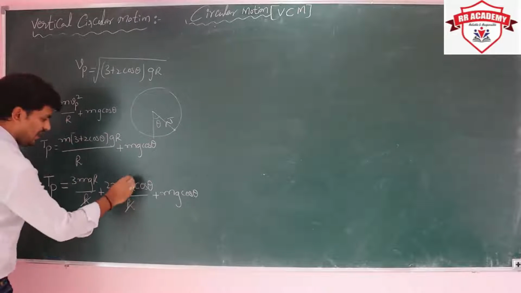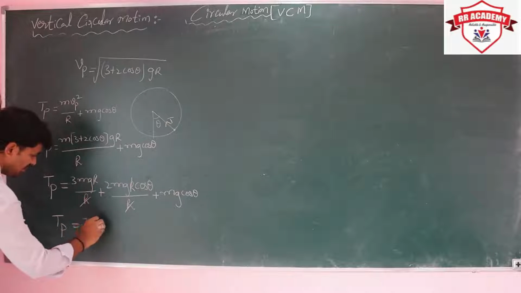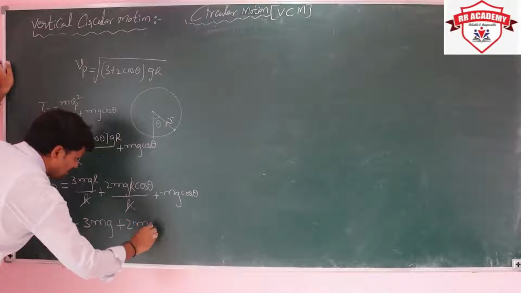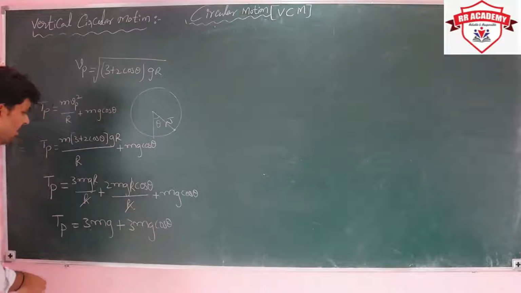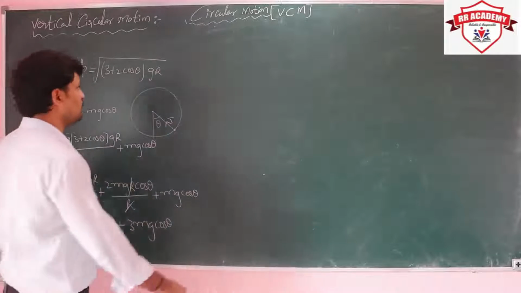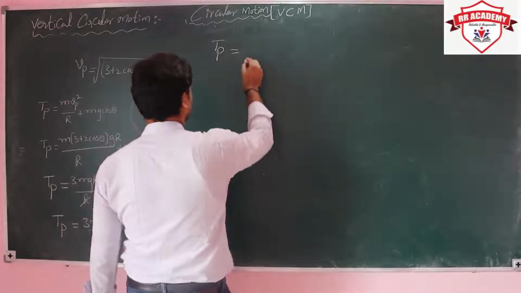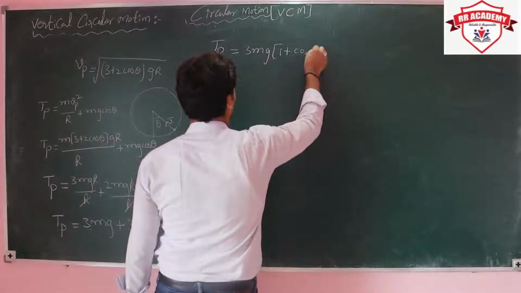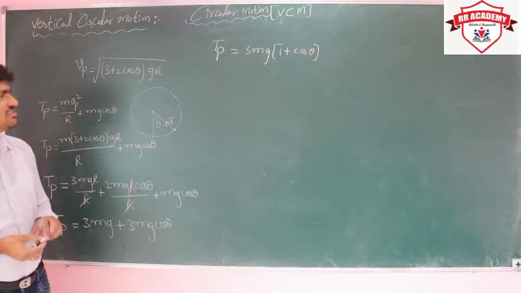R cancels, R cancels. The remaining tension at that particular point is equal to 3mg plus 2mg cos theta plus mg cos theta. That value is 3mg cos theta. So 3mg plus 3mg cos theta, and we can take 3mg common. Then the tension at any point is 3mg into (1 plus cos theta). This is the tension at any point. You can check whether the equation is right or wrong.